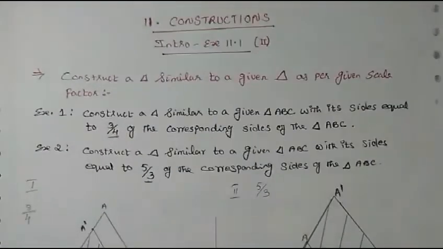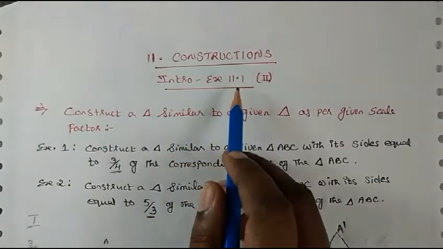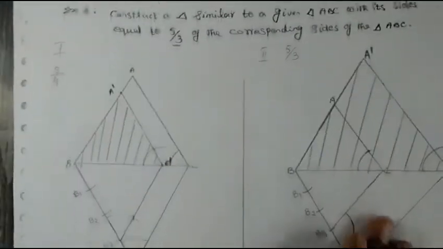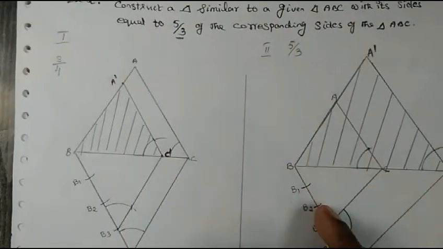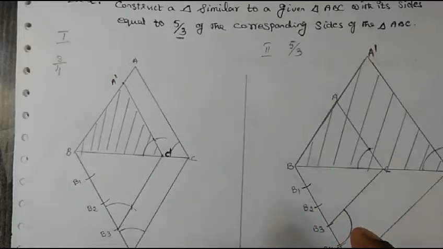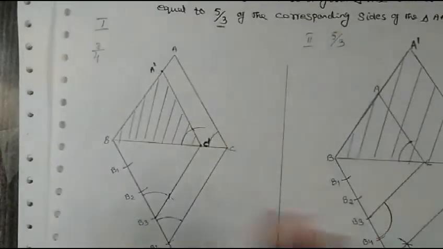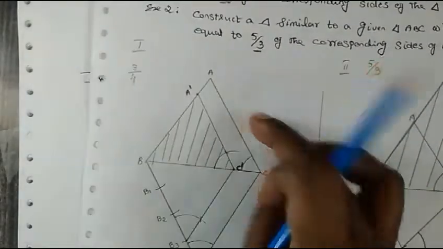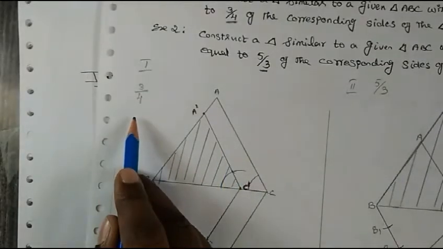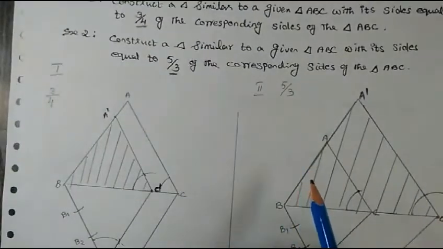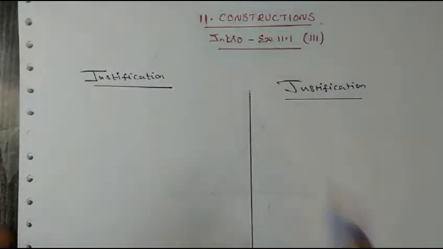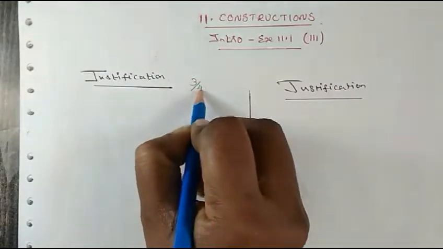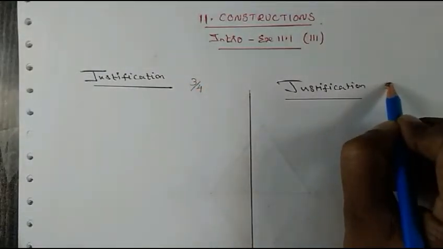Before coming to this video, kindly go through the introduction for exercise 11.1 part 2, how we constructed. Now we are going to do the justification. Simultaneously I will do both together and show you so that you don't get confused. So this is the triangle. Now we have to prove that the corresponding sides are 3 upon 4 times. In the same way this also we have to prove. Now you take this first figure. This is 3 upon 4 and this is 5 upon 3.